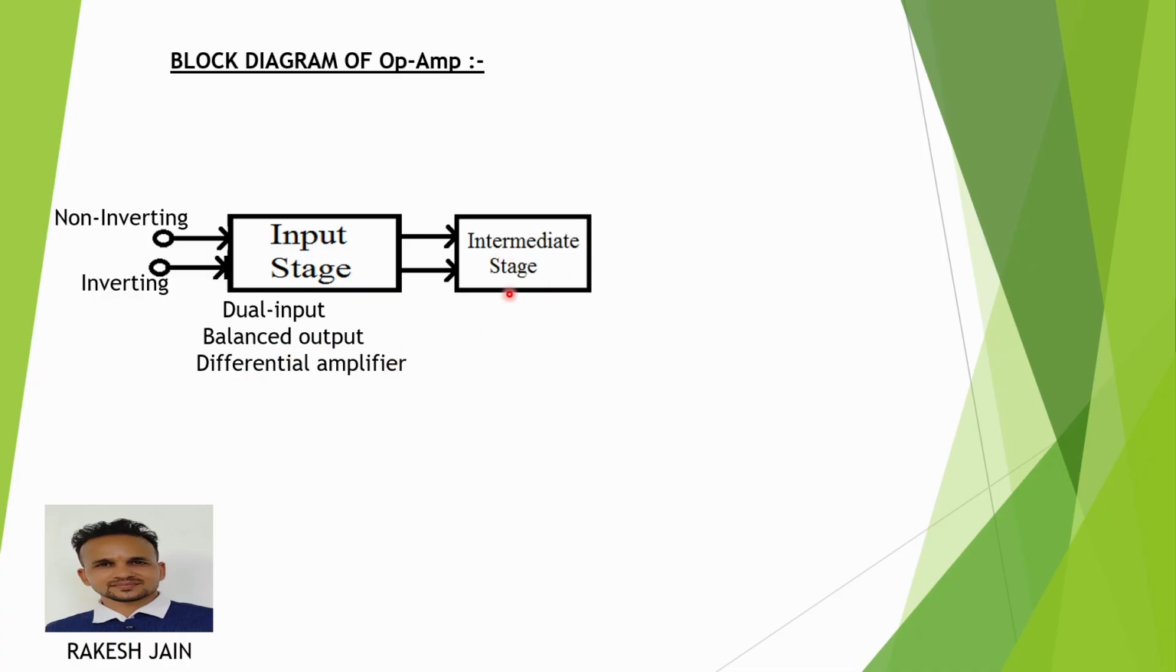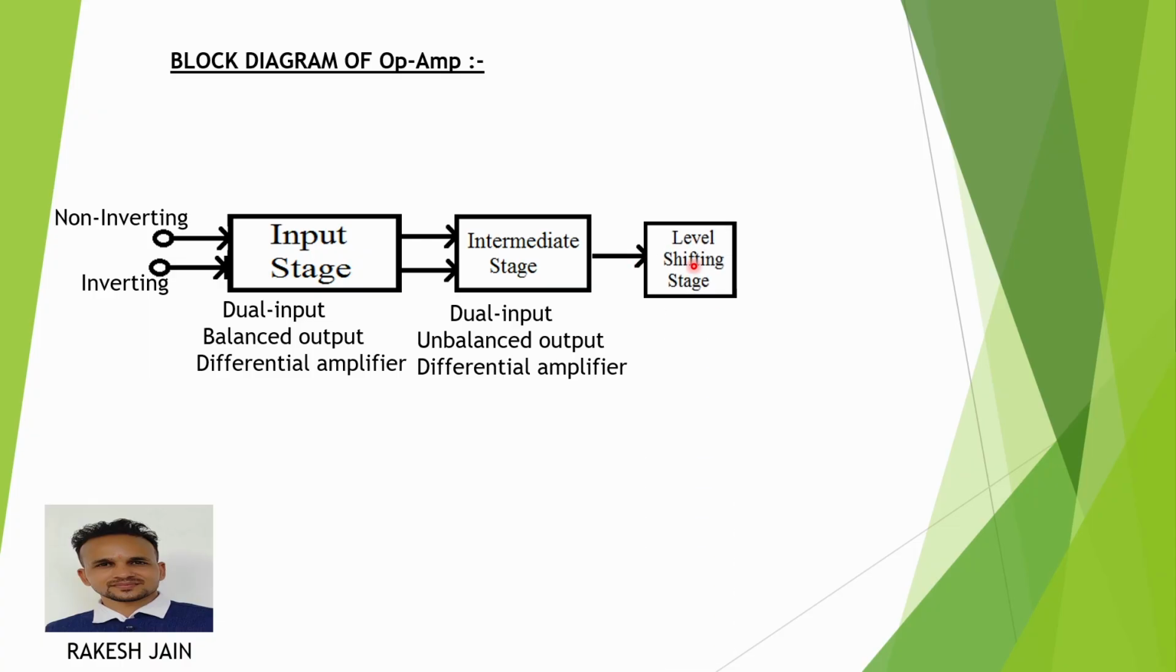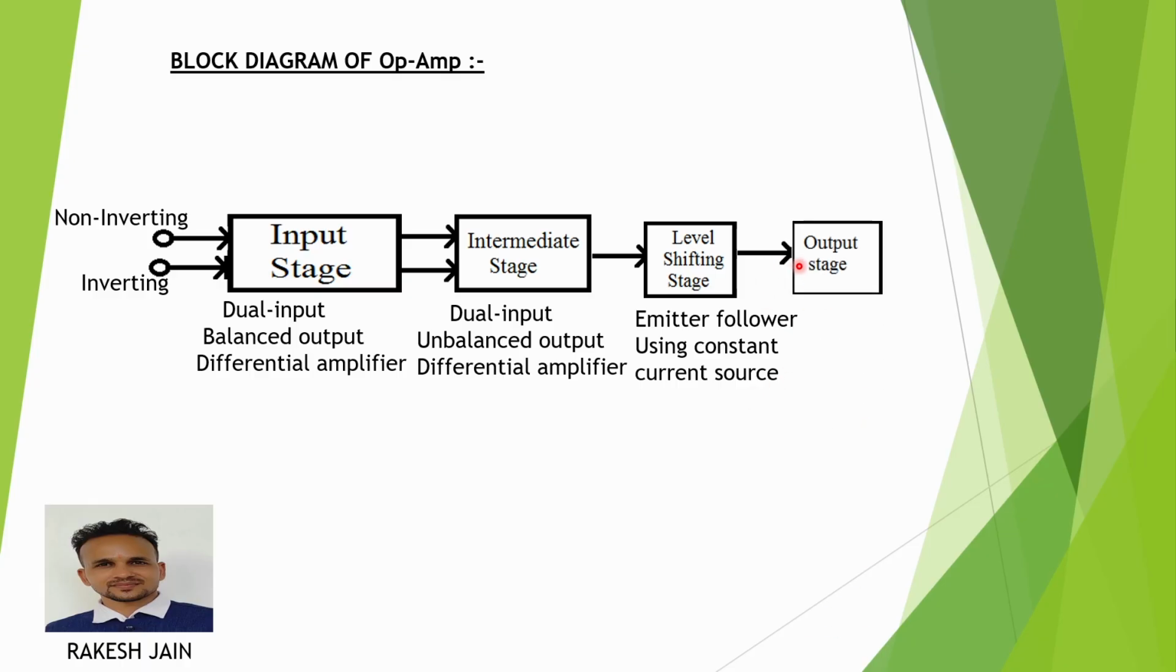The second stage is intermediate stage, which is dual input unbalanced output differential amplifier stage. Third stage is level shifting stage, which is emitter follower. As we know that common collector works as emitter follower, so emitter follower using constant current source. And the last stage is output stage, which is known as complementary symmetry push-pull amplifier stage actually, and it will generate the output.